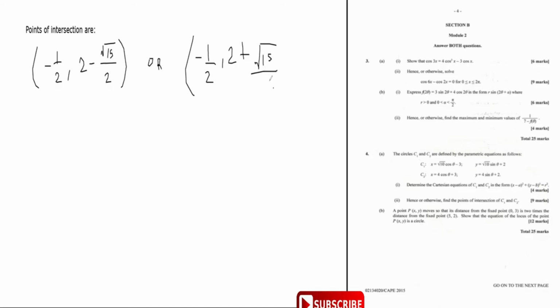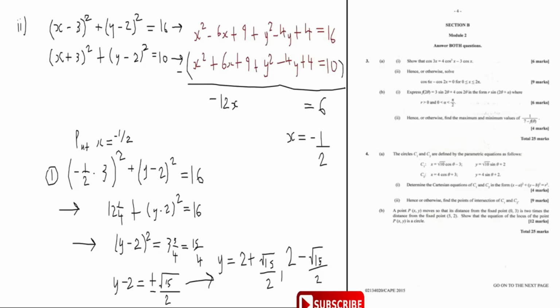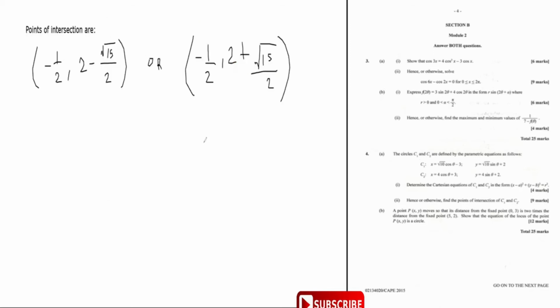Now, this question may have seemed challenging, but I want you to get the picture in your head. All right. Now, based on the two equations that we have, we had two circles. This is a circle with center 3, 2. And this is a circle with center minus 3, 2. Radius of 4 and a radius of root 10. So I'm going to show you a schematic of what we had.